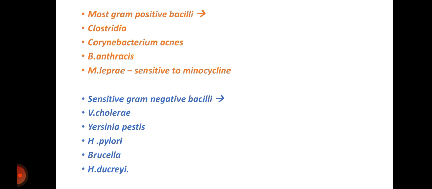Among gram-positive bacilli, examples are Clostridia, Corynebacterium, Actinomyces, Bacillus anthracis, and Mycobacterium leprae, which is sensitive to minocycline. Sensitive gram-negative bacilli are Vibrio cholerae, Yersinia pestis, H. pylori, that is Helicobacter pylori, Brucella, and Haemophilus ducreyi.